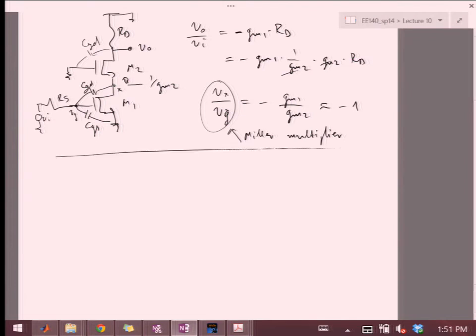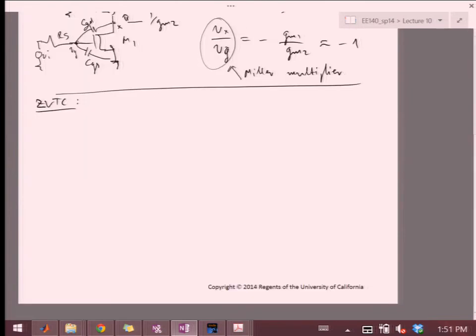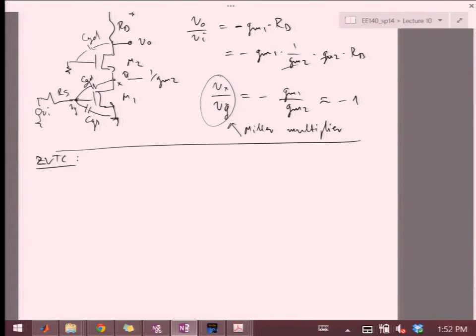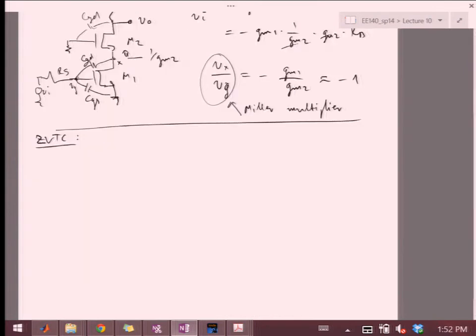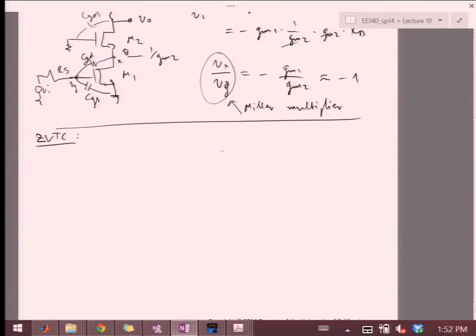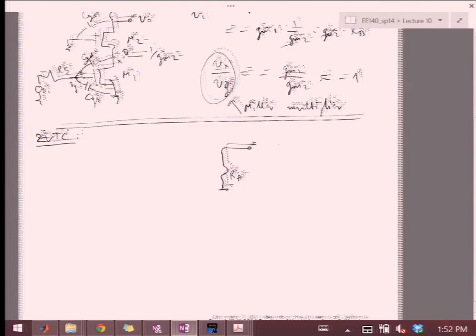Okay, so if we go and look at the dominant pole for this, we can obviously use zero value time constant analysis, and I can go and immediately write out what that is. But before I do that, I just want to show you one circuit here and how to solve it, because it's actually a very useful circuit.